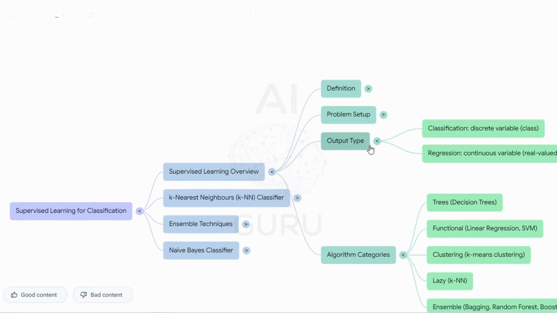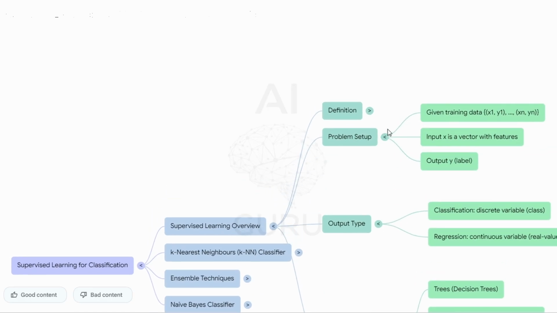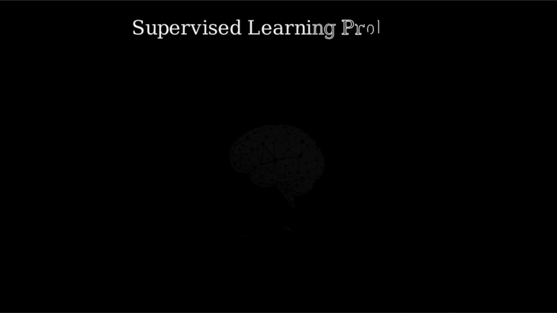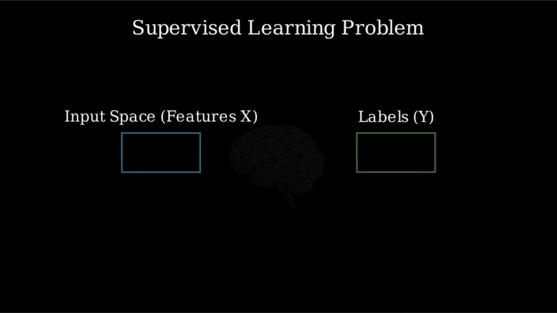Okay, before we jump into the algorithms themselves, let's quickly anchor ourselves. Just a quick recap on supervised learning, just to set the stage. What's the fundamental mission here? Supervised learning, fundamentally, it's all about learning a mapping function. So you have a known training set of input-output pairs.